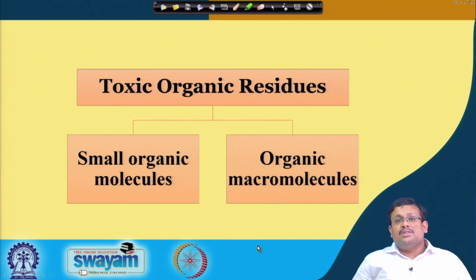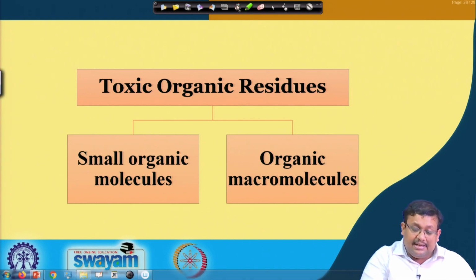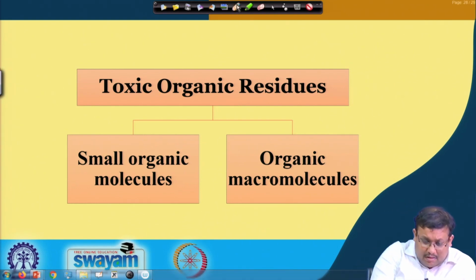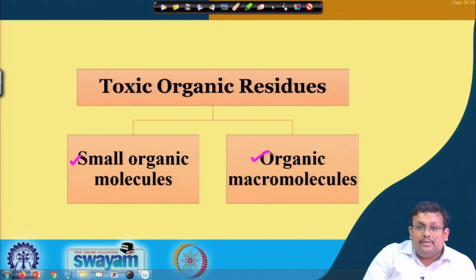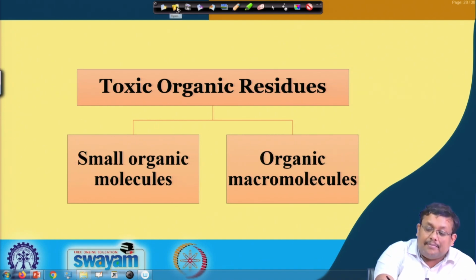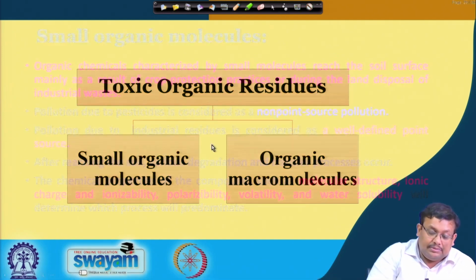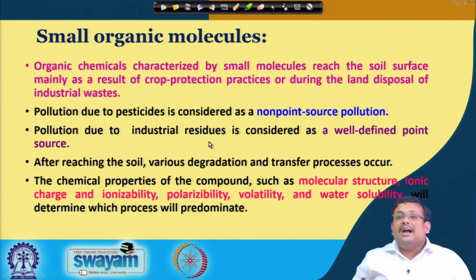If you see the classification of toxic organic residues, here you can see the toxic organic residues can be subdivided into small organic molecules as well as organic macromolecules. So, what are the differences between these small organic molecules and organic macromolecules? We will see. Let us start with the small organic molecules.